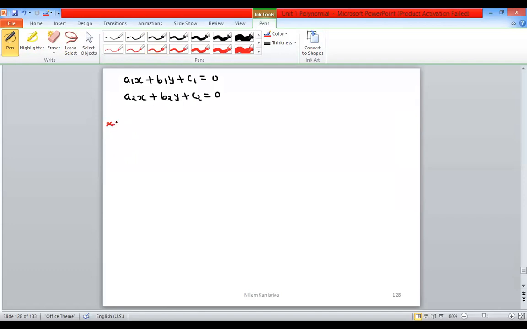I'm drawing here. Two lines are parallel. So this is the symbol of parallel.